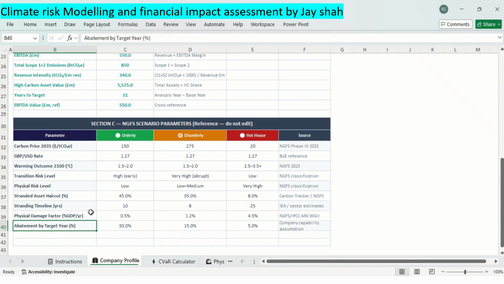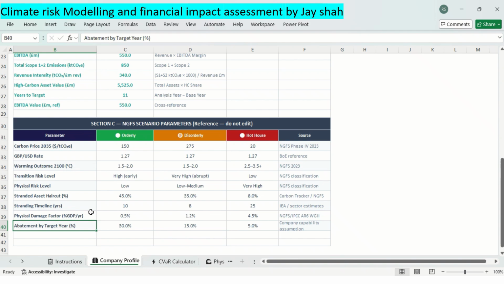So now we are on the Company Profile sheet. Already we have seen all the stuff and how it references all these things, and all this data is going to be referenced in the next sheet as well.